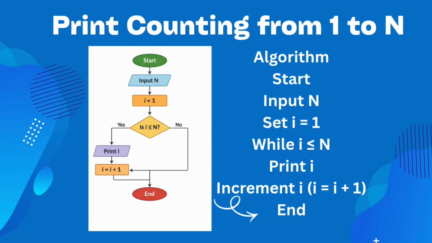Print counting from 1 to n. Start, input n. Take I equals to 1. Is I less equal n? If no, then I equals to I plus 1. If yes, then print I, end. This is repeatedly done. Algorithm. Start, input n, set I equals to 1, while I less equal n, print I, increment I equals to I plus 1, end.